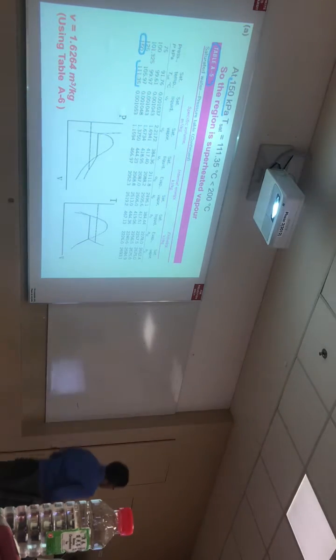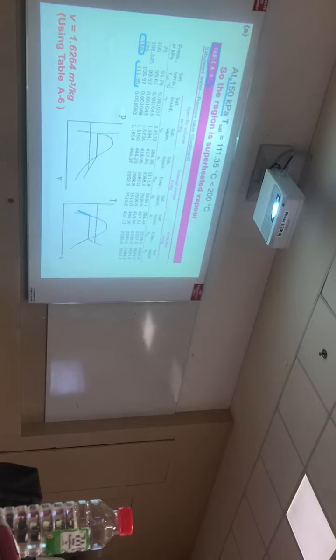Okay, I write the formula for you. So if you draw a T-v diagram, take a look. This is the pressure line, right? So this pressure is 150 kilopascal. Okay, you can draw 150 kilopascal. Then if I draw one line, this indicates the saturation temperature with respect to 150 kilopascal, which is 111.35.